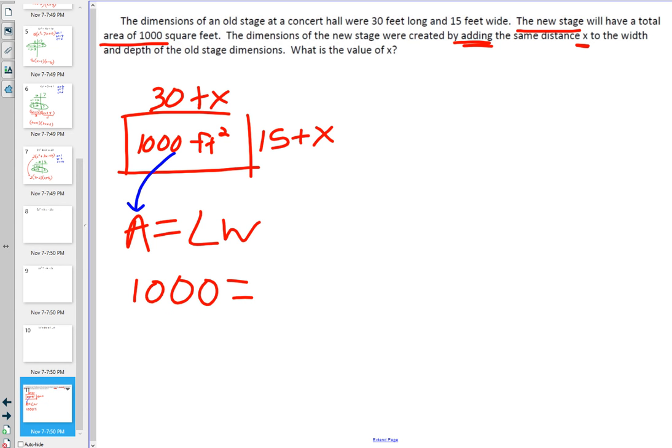What's going to go where the length goes? 30 plus x. What's going to go where the width goes? But wait, Mr. Romero, how about if I put the 15 plus x first and then the 30 plus x? That's fine. Wait, but Mr. Romero, how about if I put x plus 30 and then x plus 15, where I put the x first? That's fine too. Addition and multiplication are both commutative. The order does not matter.